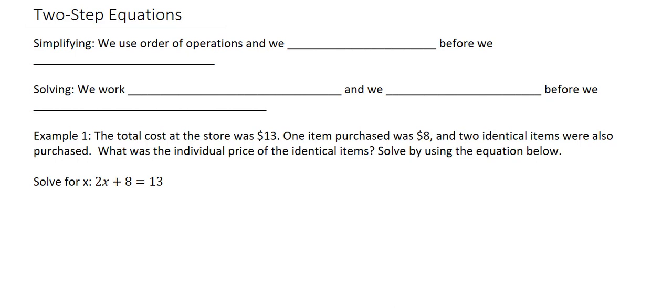Two-step equations. So when simplifying, we're going to use the order of operations and we're going to go ahead and multiply and divide before we go ahead and add and subtract. So that's just a little review.